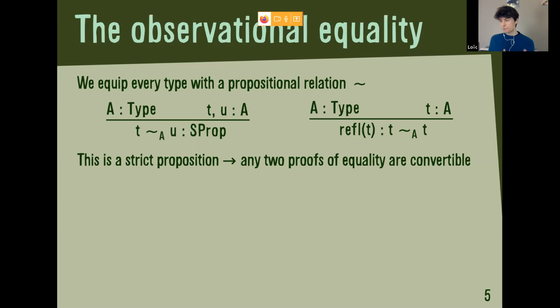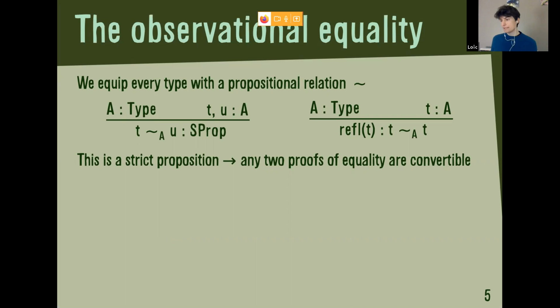Okay, so this was for the bird's eye view. Now, let us see how observational type theory works in practice and how it can provide extensionality principles while preserving computation. So the first brick of observational type theory is, of course, the observational equality. To implement it into the calculus of constructions, we equip any inhabitant of the type sort with a relation that is valued in SProp. And we write this relation with a tilde, and we call it the observational equality.